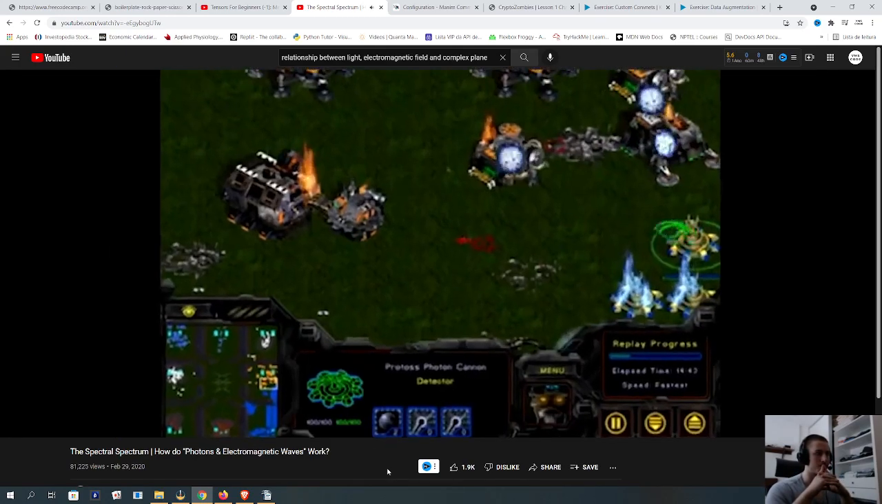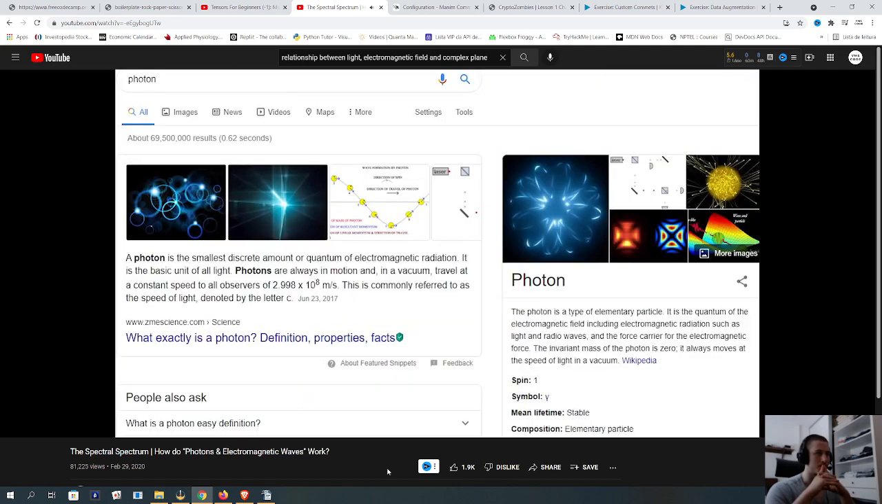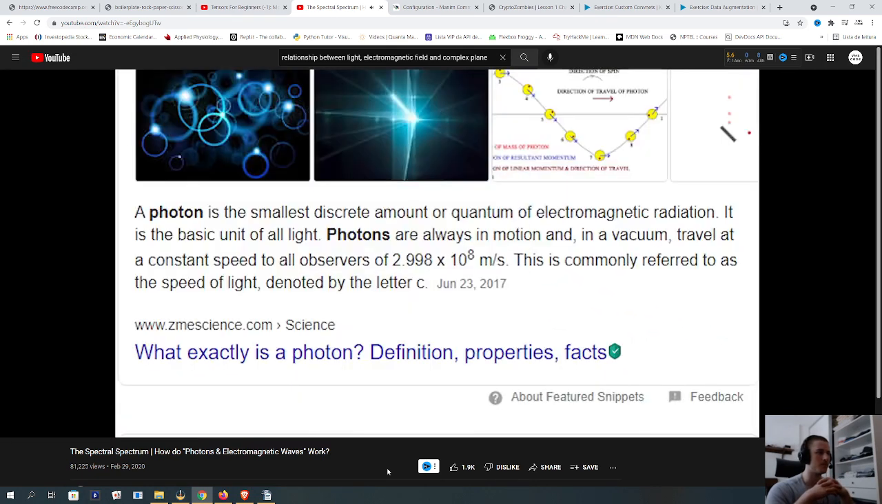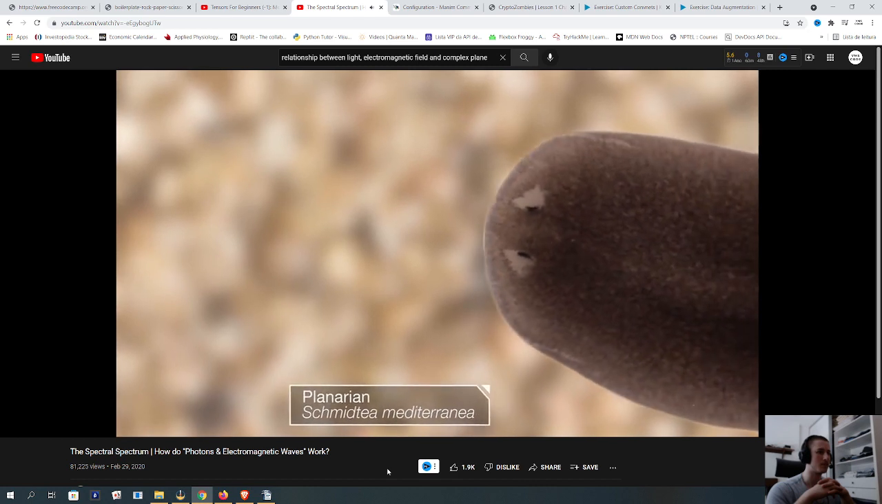The word photon is one that most of you have probably heard somewhere before by now, but what does it actually mean? A Google search will pull up a pretty comprehensive explanation, but that might be a little bit too comprehensive for general purposes. Let's see if we can simplify this wordy explanation down to something a little bit more intuitive. A photon is the smallest basic unit of all light. In vacuum, they travel at the speed of light, denoted by the letter c. The first one on planet Earth to discover photons was none other than Dr. Planarian Flatworm, or in his native language, Schmidti Mediterranei.